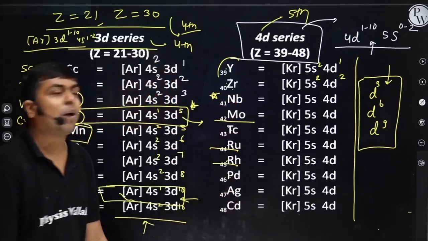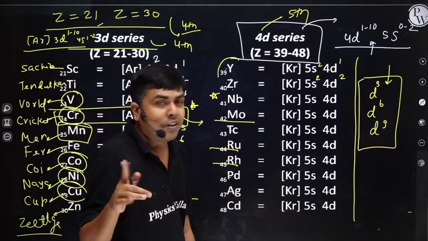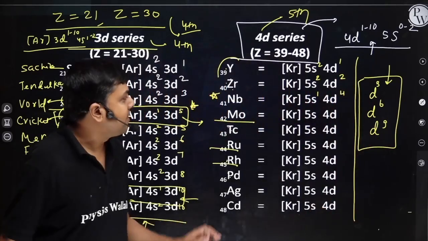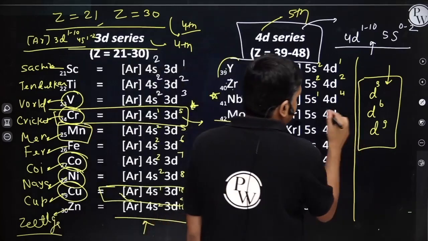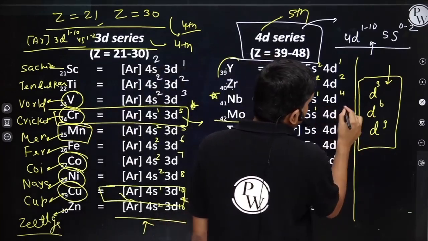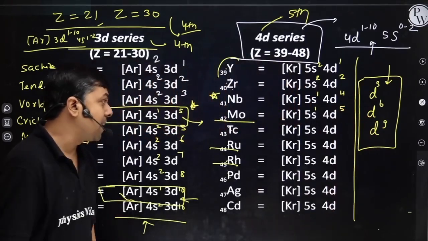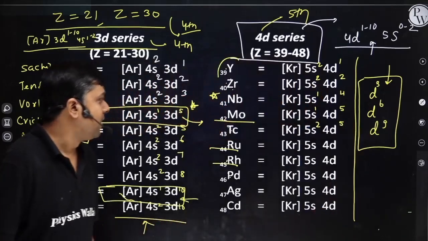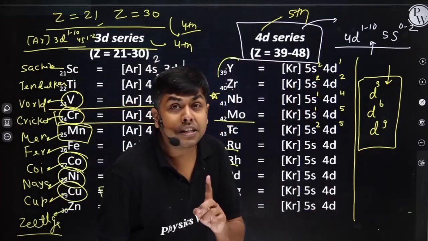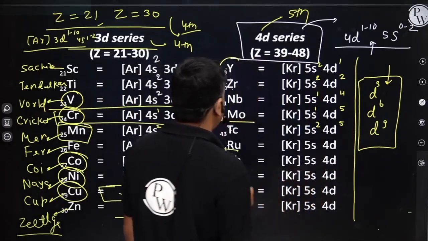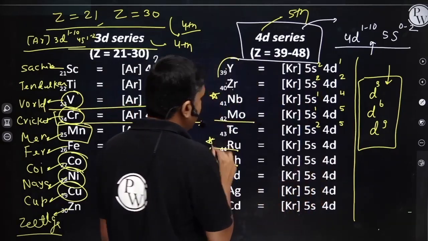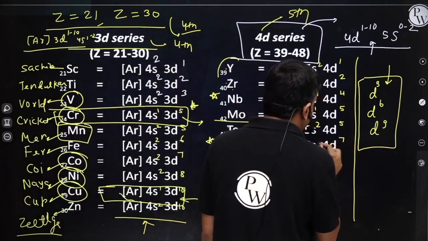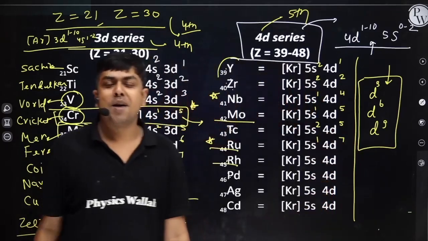Now, niobium, this one is important. I have put one star mark over here. I'm not going to use d3, so I will directly write 4d4, 5s1, right? Next, molybdenum, 5s1, then we'll have 4d5, then technetium, 5s2, 4d5. Am I clear, students? Next, I'm not going to use the d6 configuration. The d6 configuration would be for ruthenium. So directly, I'm going to use the d7 configuration. 4d7, 5s1. Am I clear?